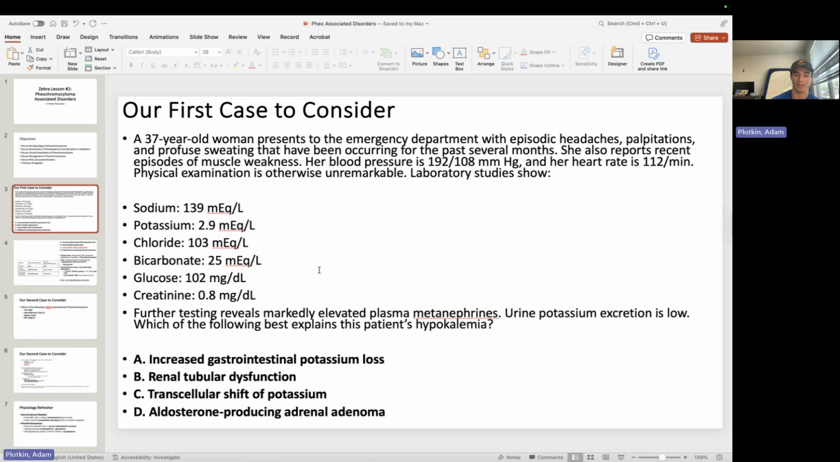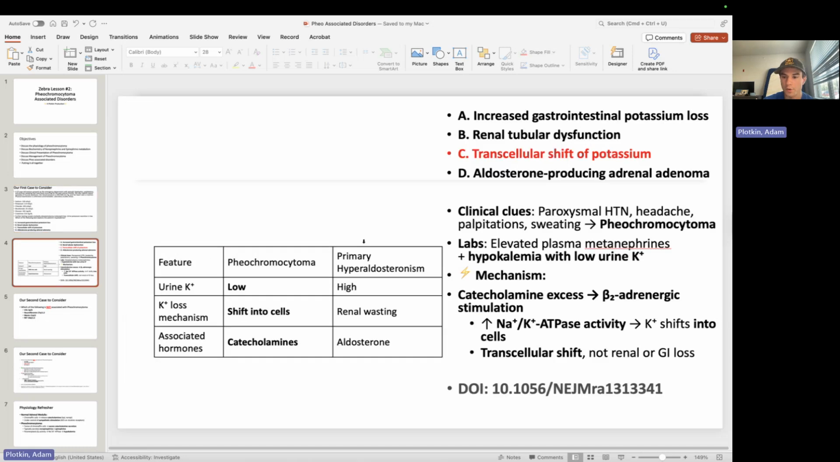Further testing reveals markedly elevated plasma metanephrines. Urine potassium excretion is low. Which of the following best explains the patient's hypokalemia? Is the patient hypokalemic due to increased gastrointestinal potassium loss, renal tubular dysfunction, transcellular shift of potassium, or an aldosterone-producing adrenal adenoma? So pause your screen and consider, and then we'll discuss. So this is going to be due to transcellular shift of potassium.